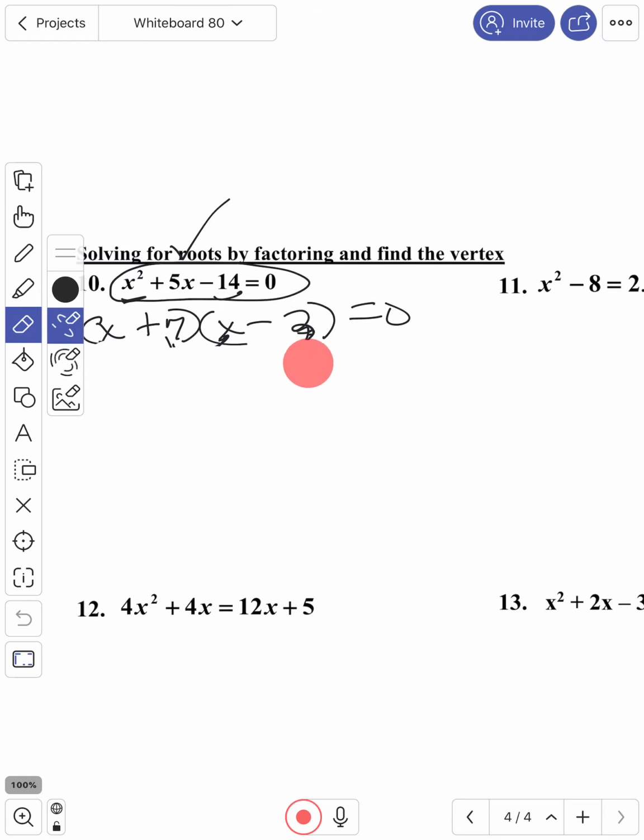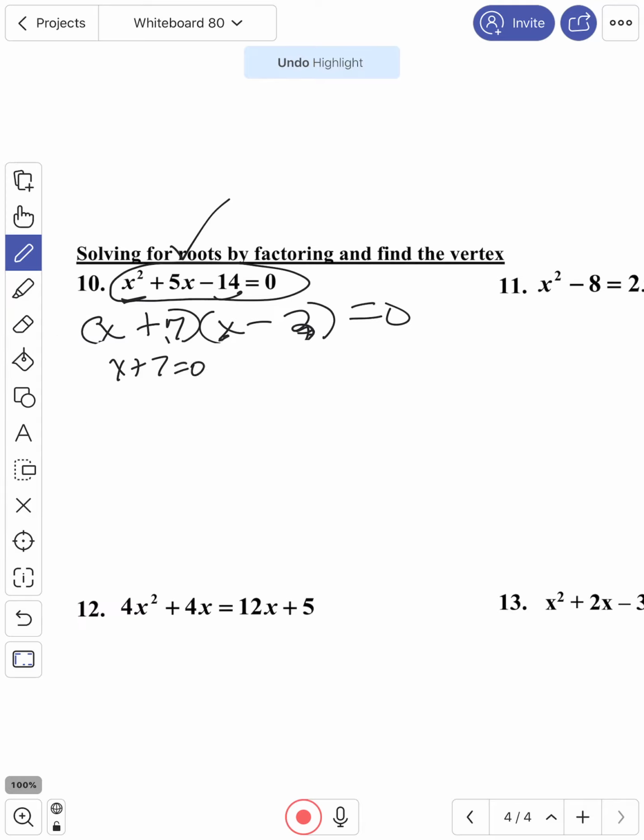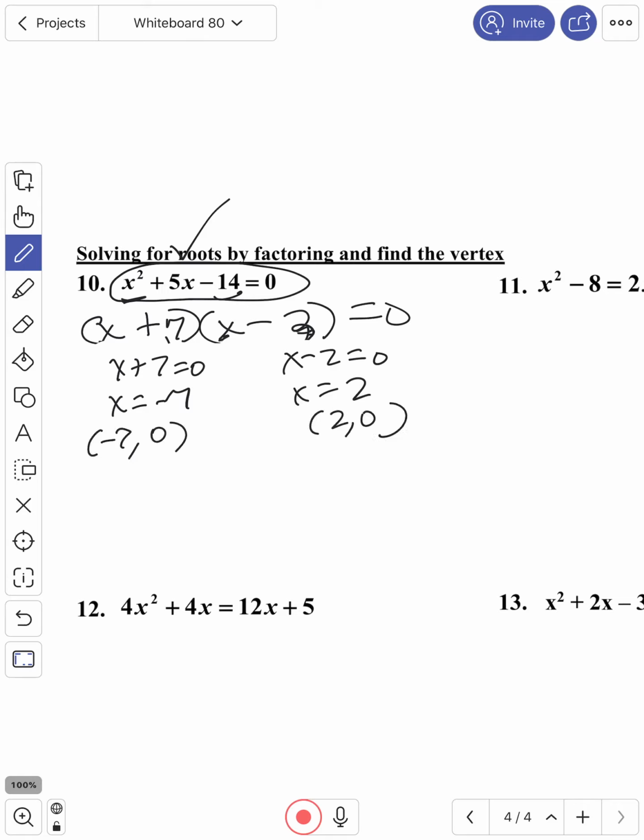Then you set your factors equal to 0. And so you have x plus 7 equals 0 and x minus 2 equals 0. So here x would be negative 7, and here x would be 2. So my zeros are negative 7, 0, and 2, 0.